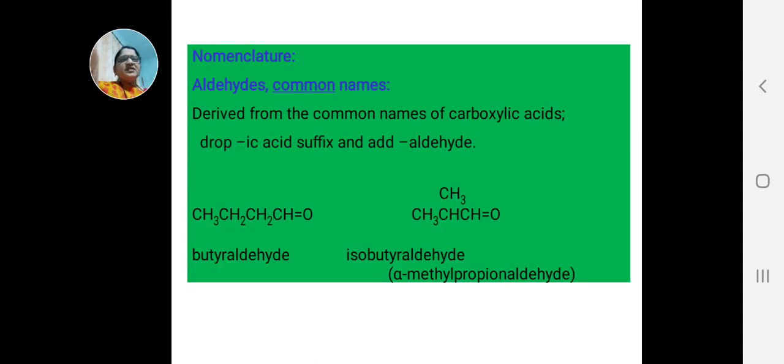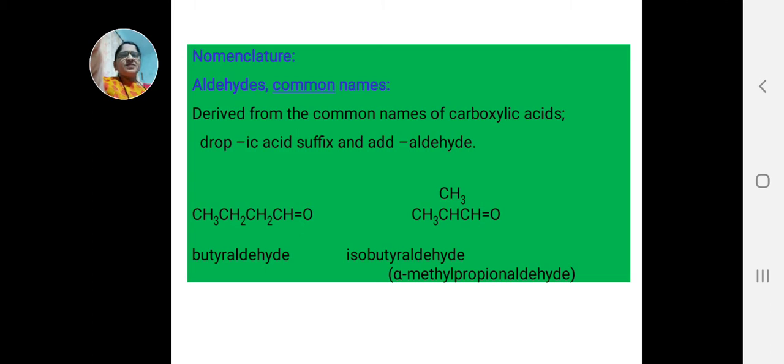The next one is nomenclature. In nomenclature, there are two systems, that is the common name system and the IUPAC system. First of all, the common names of aldehydes are derived from the common names of carboxylic acids, which are prepared from the corresponding aldehydes by oxidation, by replacing the ic acid with aldehyde.